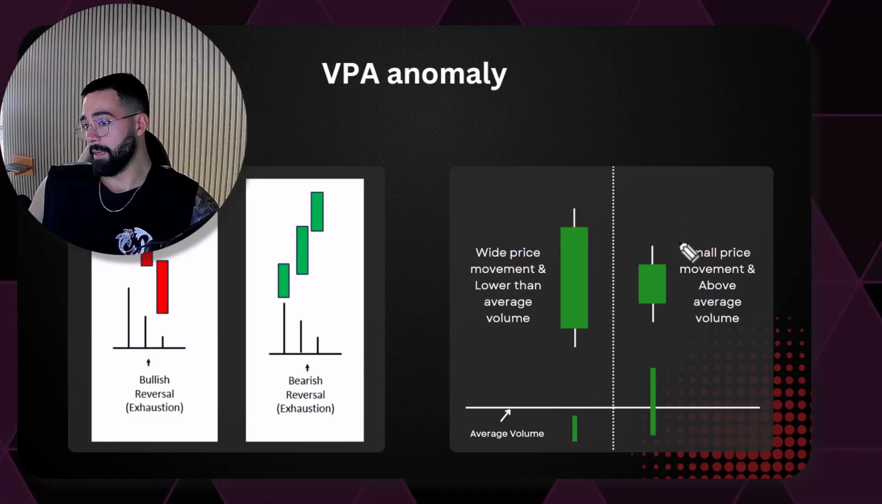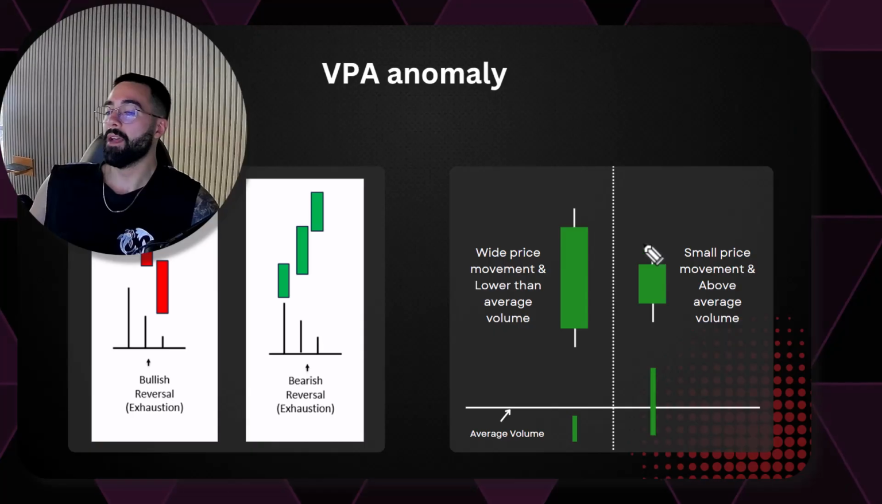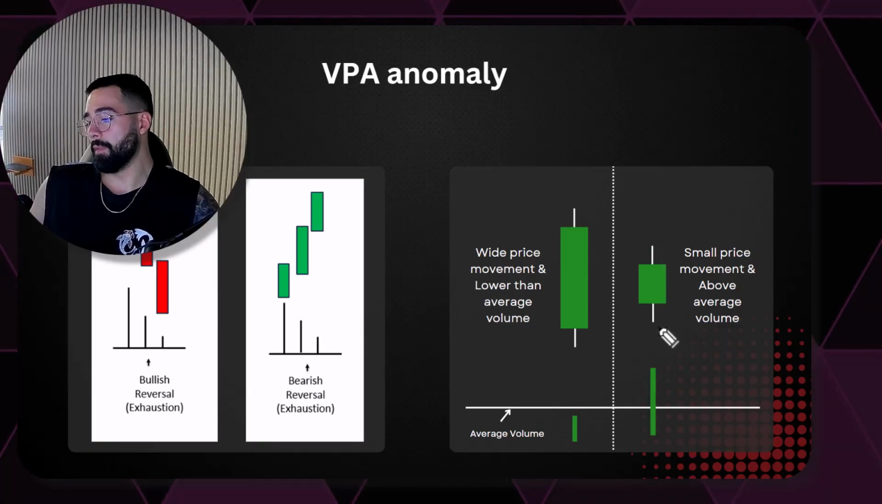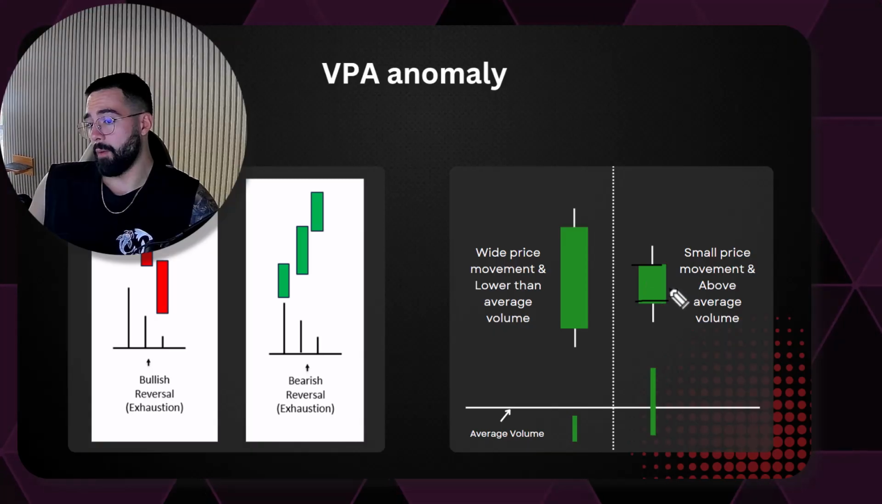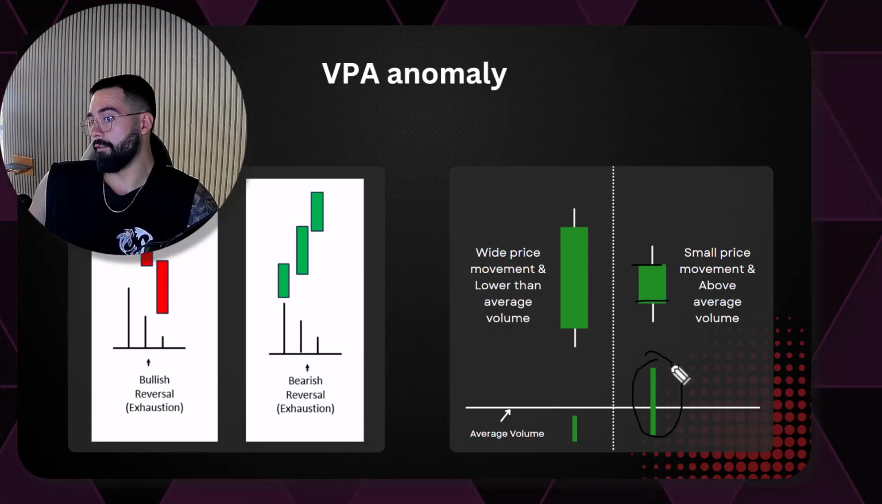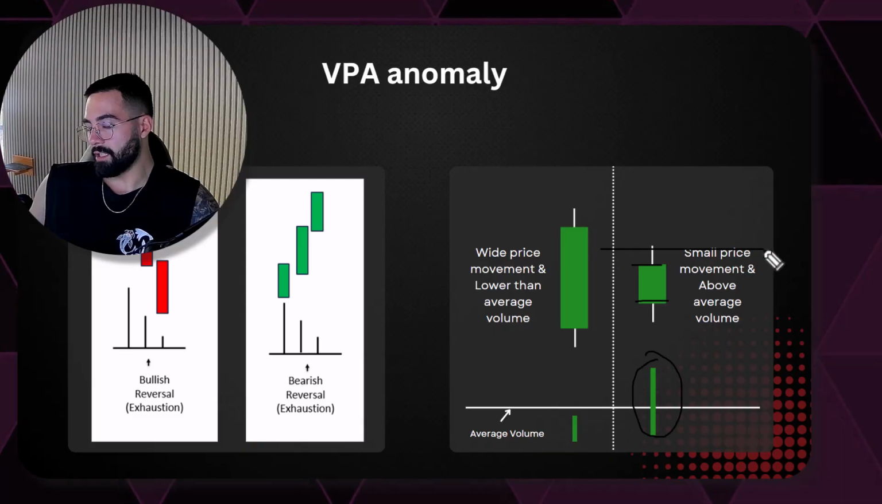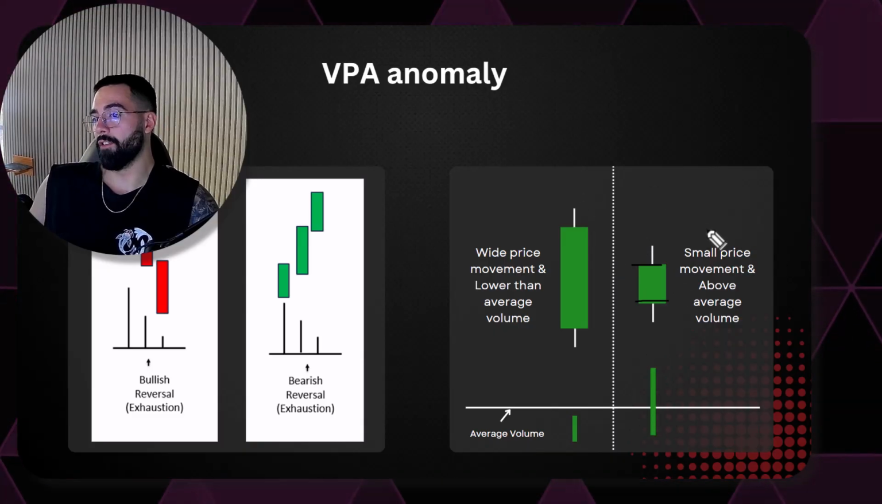The one that I see most often is a small price movement and above average volume. That's telling you that there's a big fight in between the buyers and the sellers. No one is really winning because it's only a small price movement, but we're seeing that there's a lot of interest because there's a lot of volume. So if you see that as a specific level, definitely you can be interested in taking the reversal.